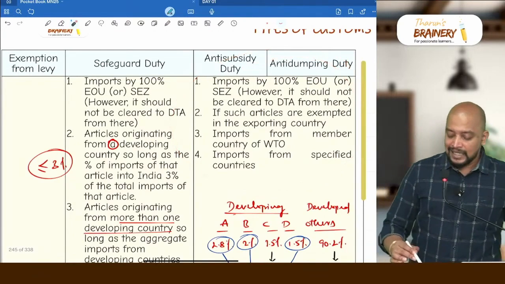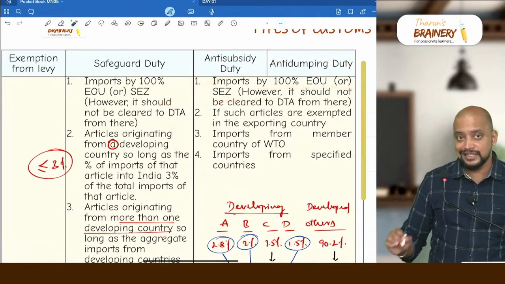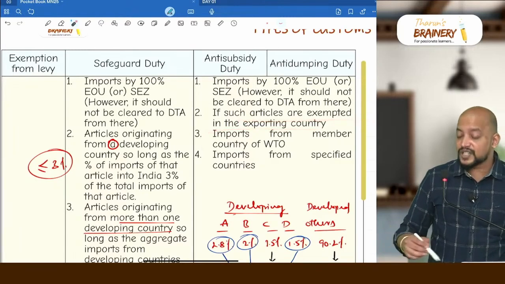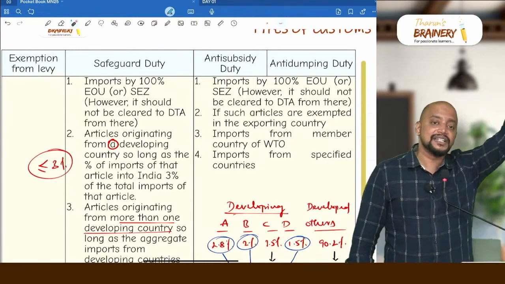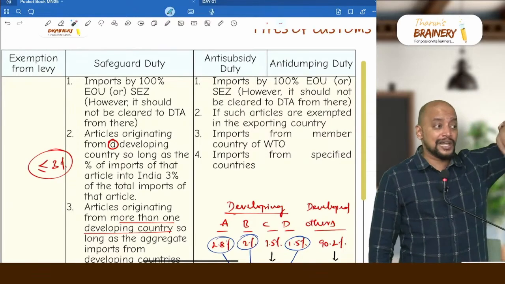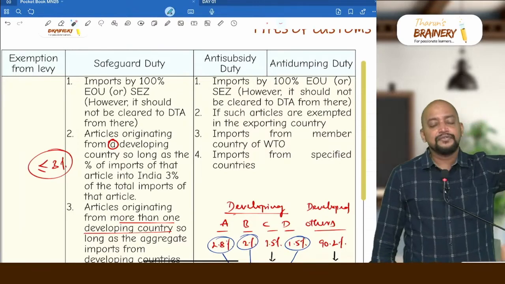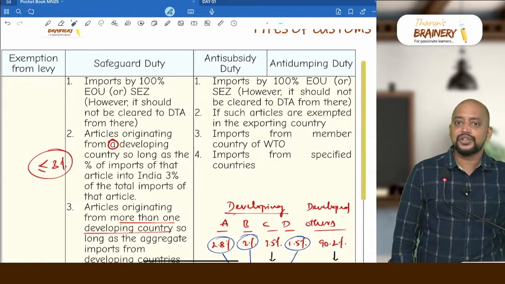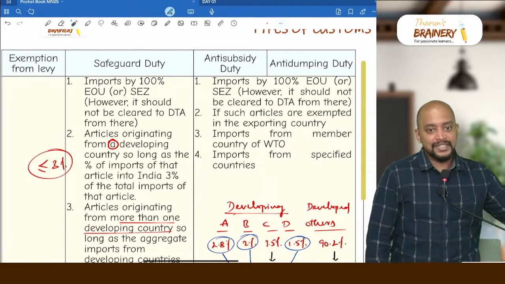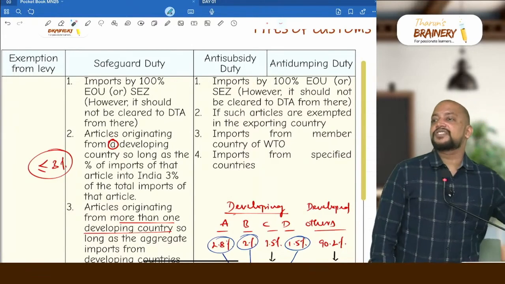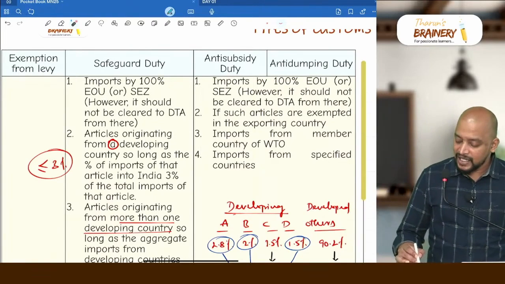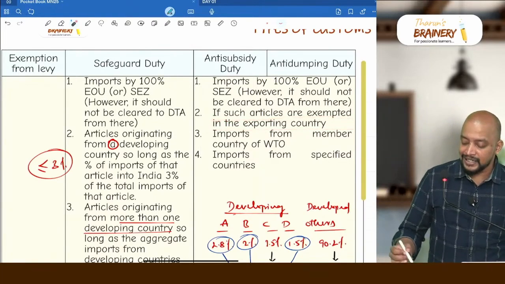Here also, for the other 2 cases, we have 4 points. First point is the same, that is import by 100% EOU or SEZ; however, if it is cleared to DTA, then they need to pay. If such articles are exempted in the exporting country, in that country itself, then in that case we don't have to pay any duty, because those articles are exempted in that particular country. When you are importing that, we don't have to. So exemption is something which every country will be giving, that's normal, that cannot be called unfair, because it is fair. Exemption is something which the country will give, so why are you calling it unfair? It's fair only if exports are exempted in the exporting country.